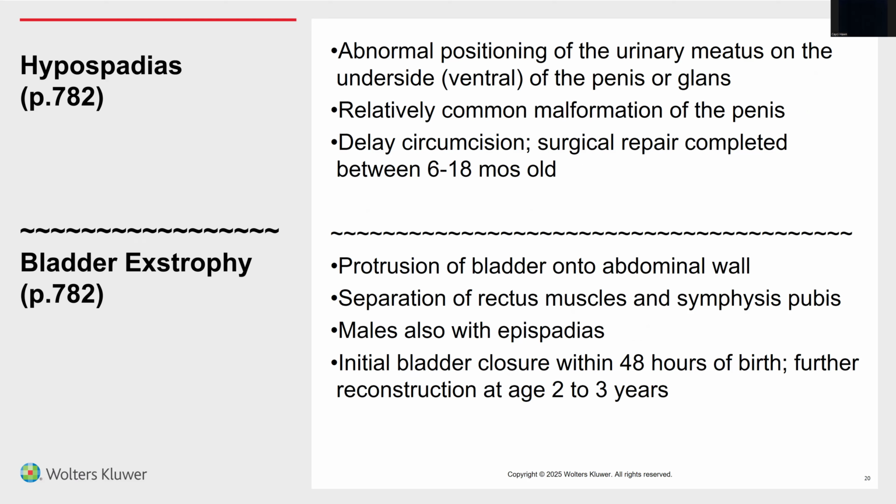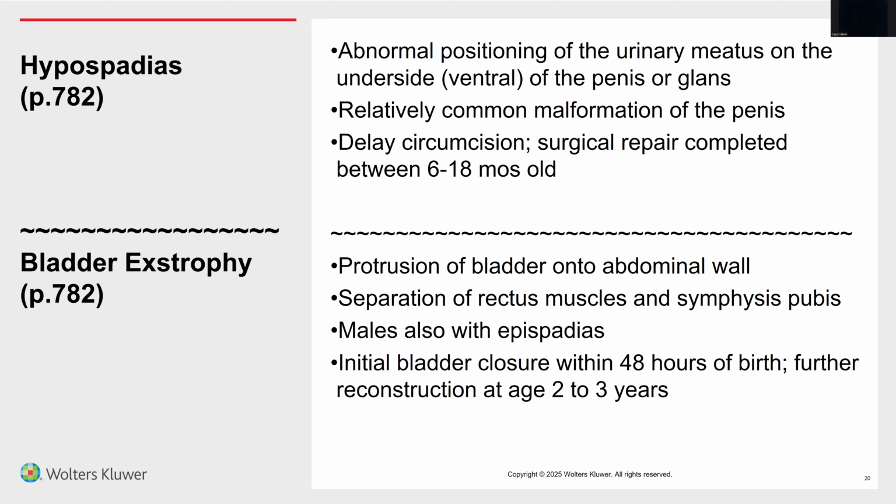We typically delay circumcision because the foreskin is needed to do the surgical repair. That's typically completed between 6 and 18 months of age. Now, epispadias is a rare defect and refers to where the urinary meatal opening is located on the dorsal surface of the penile shaft or glans, and it can be associated with bladder exstrophy. The degree of hypospadias or epispadias depends on the location of the opening.